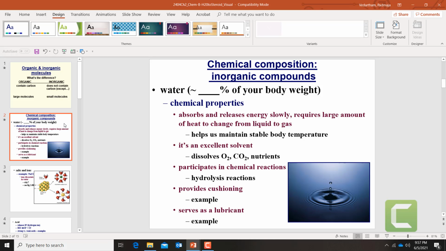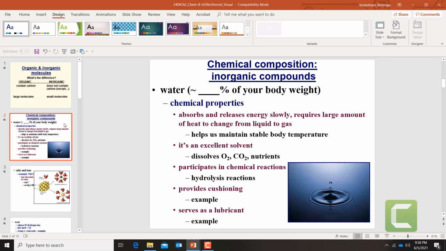Water helps in cushioning, right? For example, our joints have a special liquid in them which cushions the joint. And the eye has fluid inside in the inner chamber and the outer chamber. That also cushions. So it provides good cushion to different parts of the body. It serves as a lubricant, right?